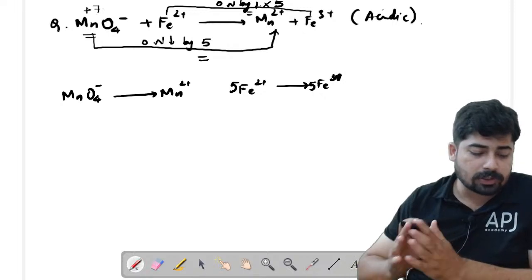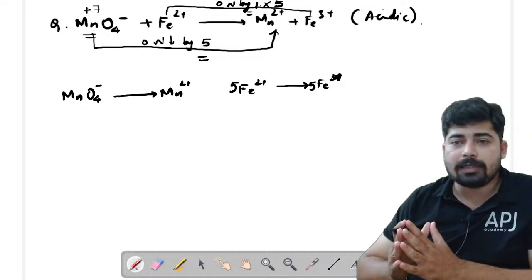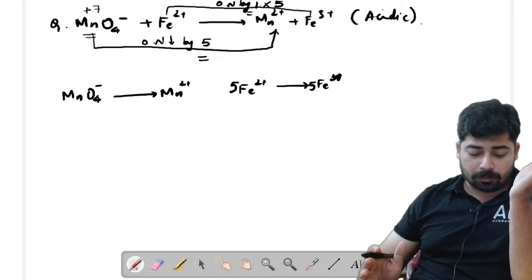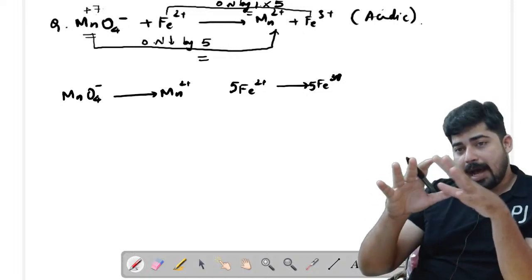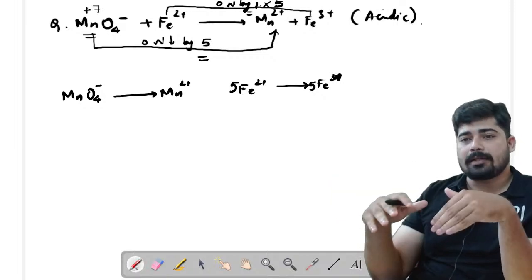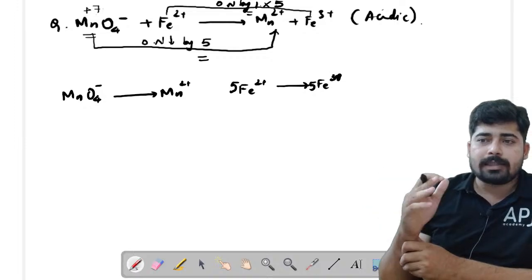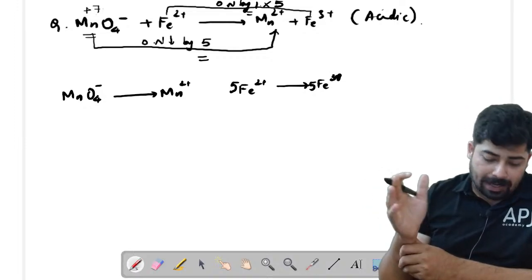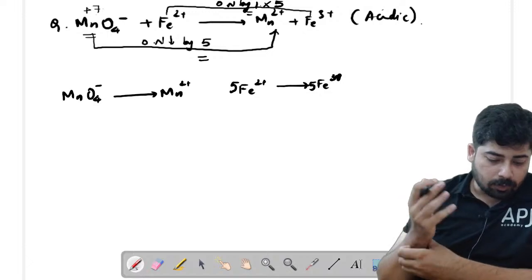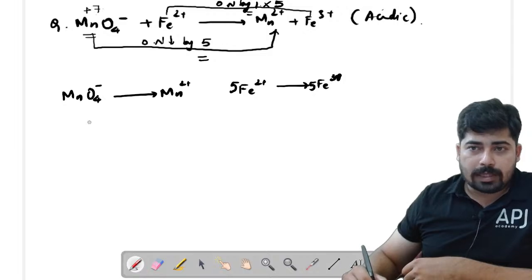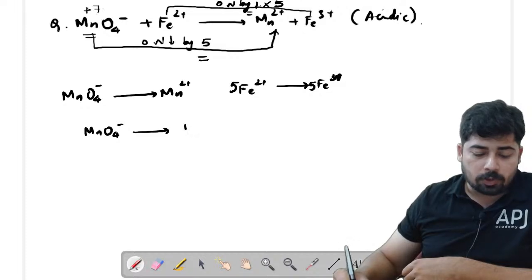Now what about the charges? Charges also we have to balance. In the previous step, we balanced the half reactions completely, then we added them. Here, first we will add both and then we will balance it. Okay, that's what we have to do here, right? So we can add both the reactions. So MnO4- giving Mn2+.